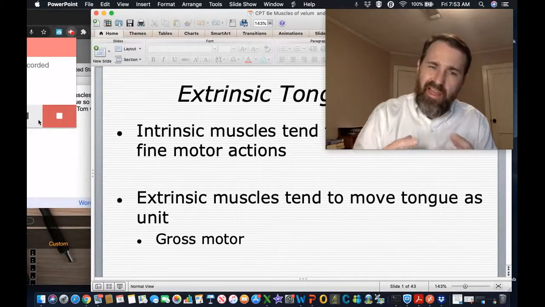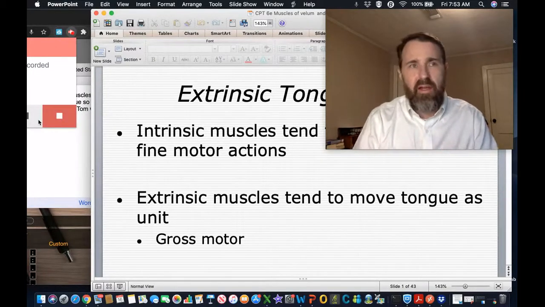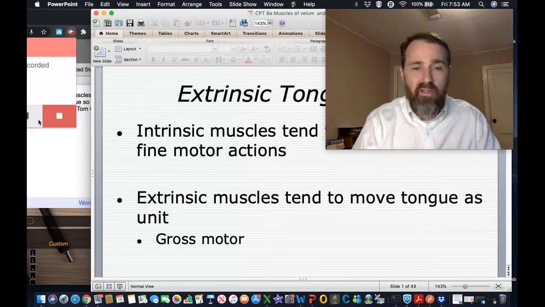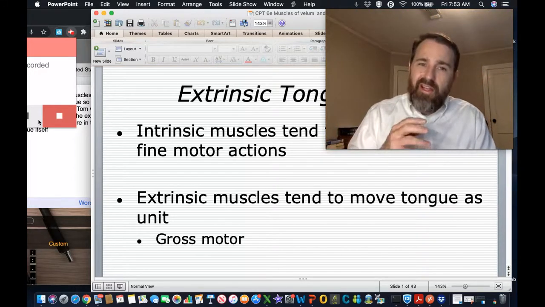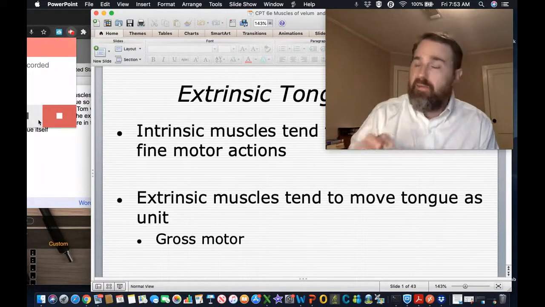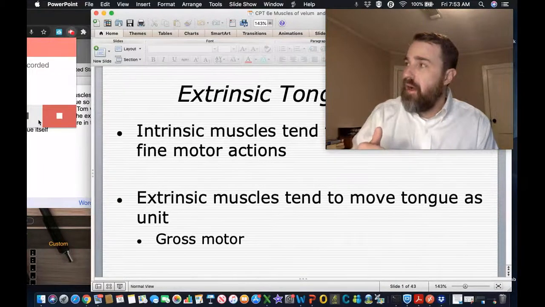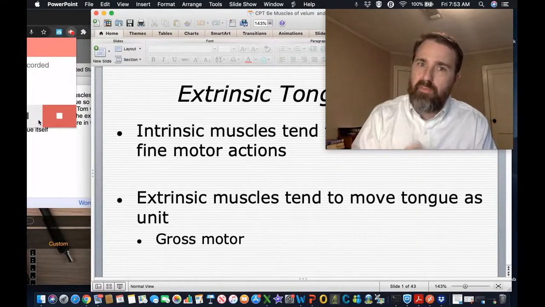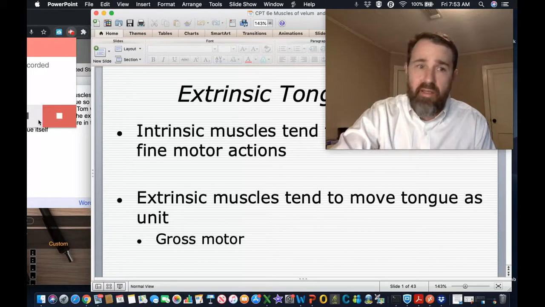So the extrinsic muscles of the tongue, they originate on some other structure in the body and then course over to insert into the tongue itself. So they're not so much involved in articulation as they are involved in the actions involved in swallowing and singing and things like that.